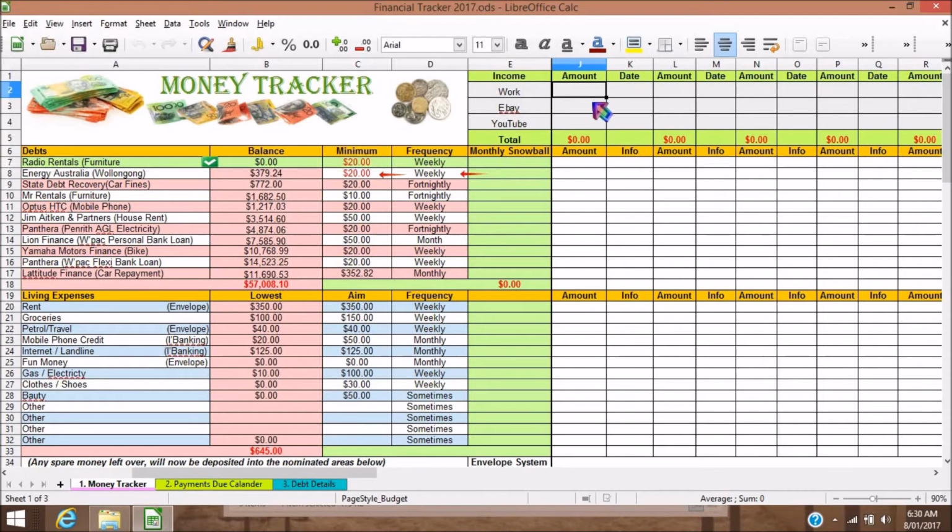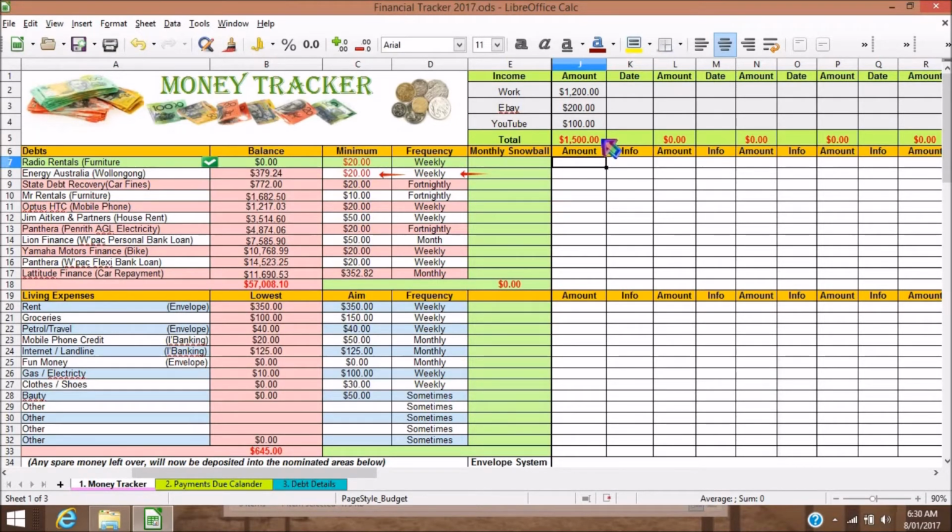So this is what I do. As soon as my payday comes, my pay is deposited into my bank account. I come straight here. We'll do an example right now. We'll do one for this week. So work, I got paid $1,200. eBay, I got paid $200, and YouTube was $100. So that brings me to a total sum of $1,500.